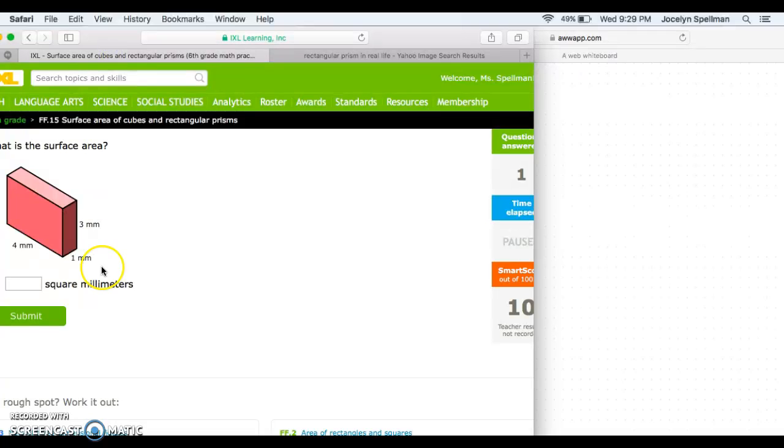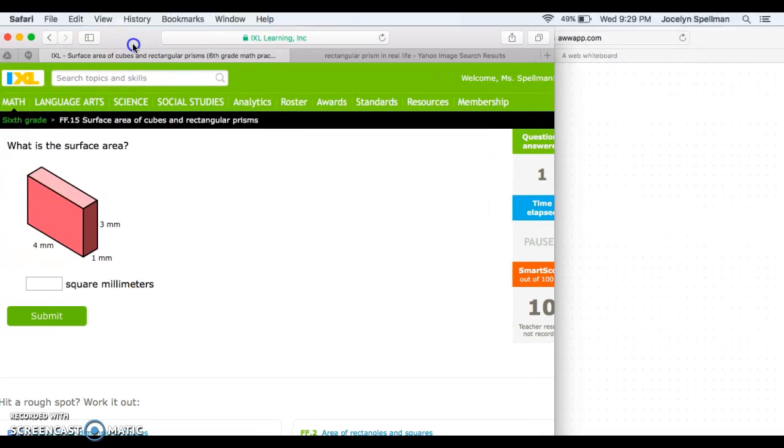So I'm going to show you what it looks like if I was working through this on IXL. So here's my problem. What is the surface area? For cubes and rectangular prisms, you do it almost the same. Let's do rectangular prisms first.